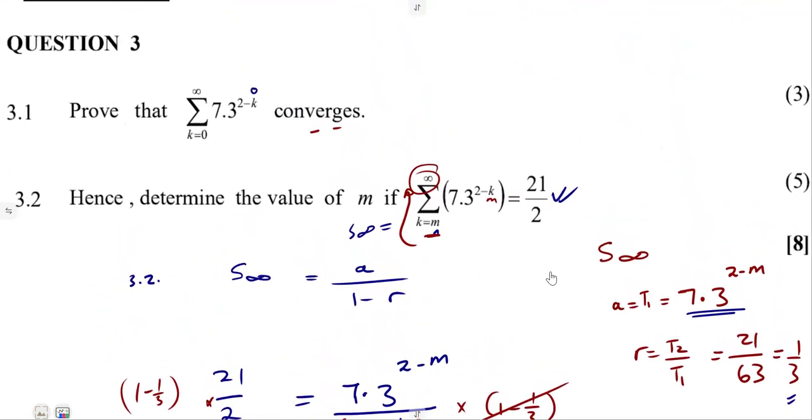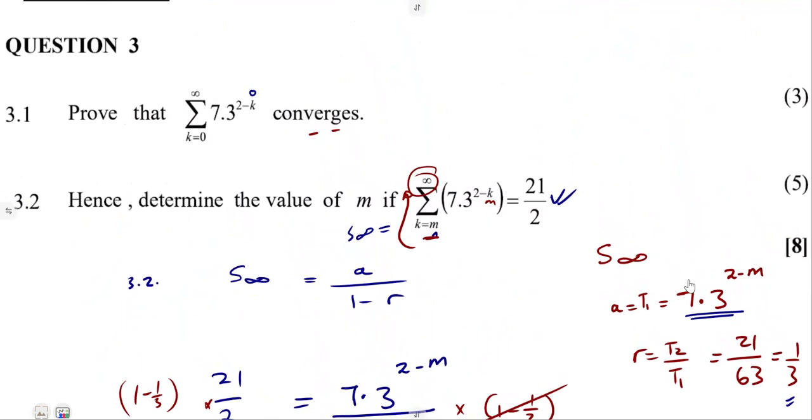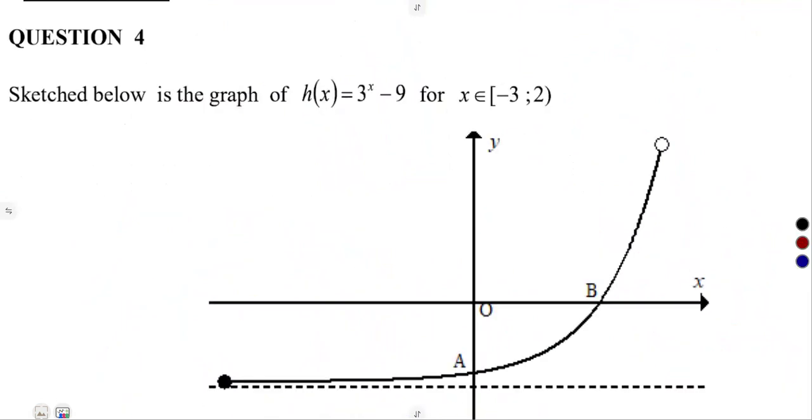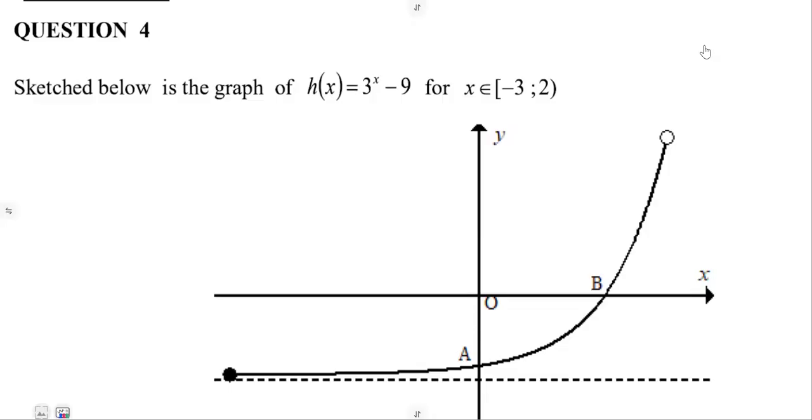Guys, let's revise as many questions as we can. That can actually help us to prepare for these exams. So looking into this question, we have question number 4, where they're saying sketched below is the graph of h(x) = 3^x - 9.